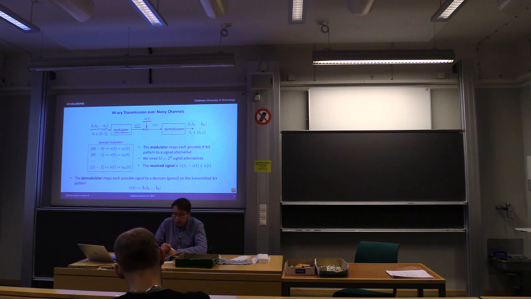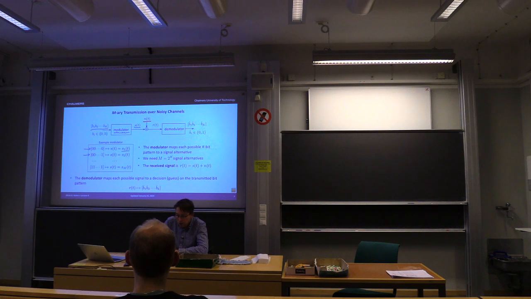Okay. So an example of this is that we take a block of bits and then we output a signal. An example modulator should map each possible k-bit input pattern to a type of signal. What do I mean by that? Well, suppose that the input is the all zero pattern. That should be represented by some signal. Let's call it S1. Now, the second pattern is the all zero pattern except the last bit, which is a 1. Then that should be represented by a signal.